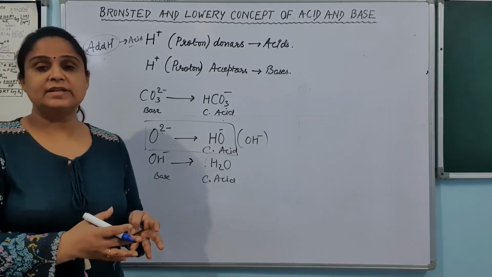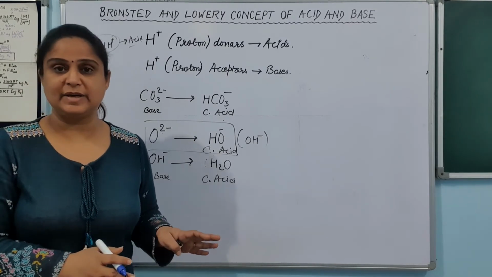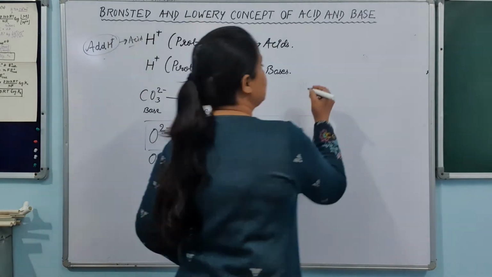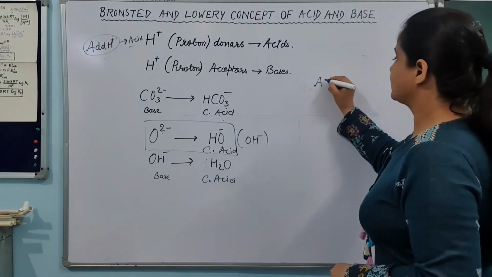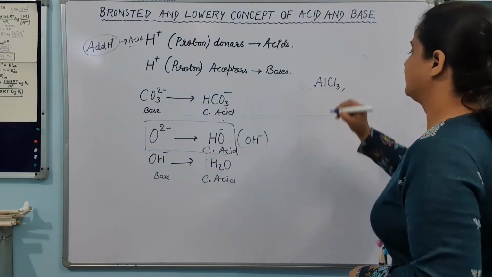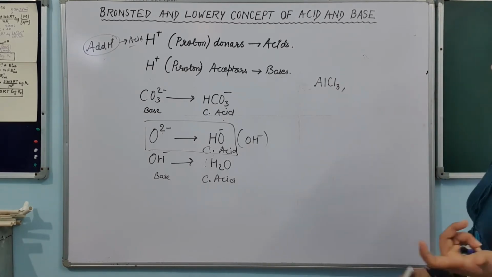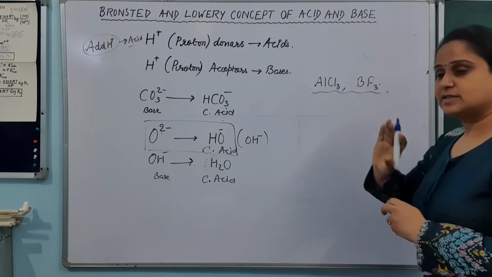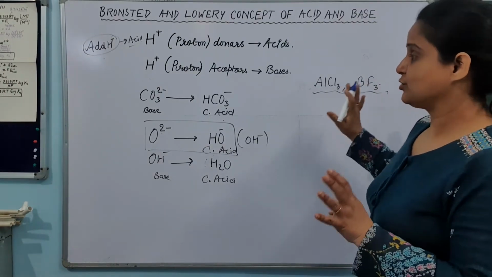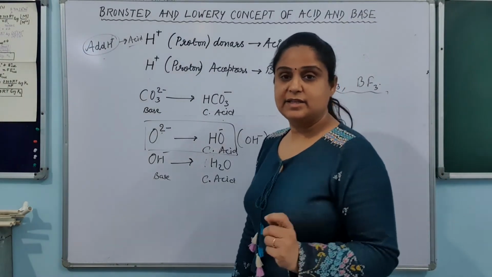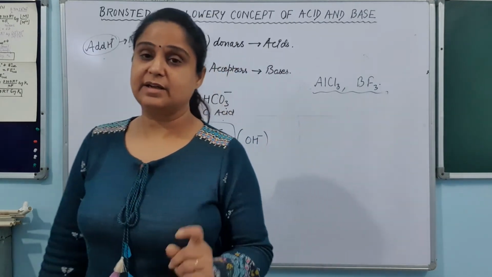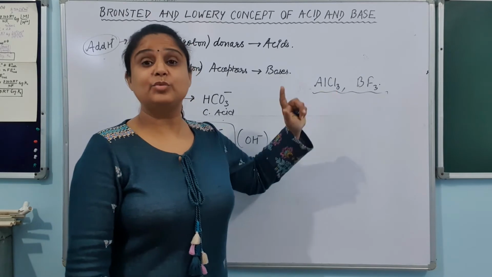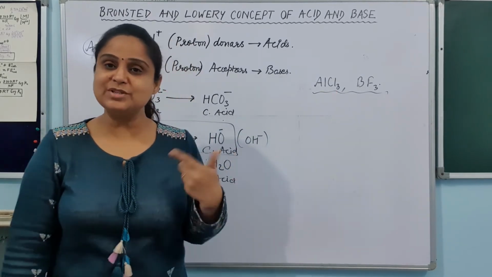Now we have seen that many of the things are being explained by this particular theory, but some of the things are left out. For example, this theory could not explain the acidic behavior of some compounds like aluminum chloride, BF3 kind of compounds. This is not being explained by this Bronsted and Lowry concept of acid. We all know that this is an acid, Lewis acid. So these are the Lewis acids. So Lewis is going to explain this.